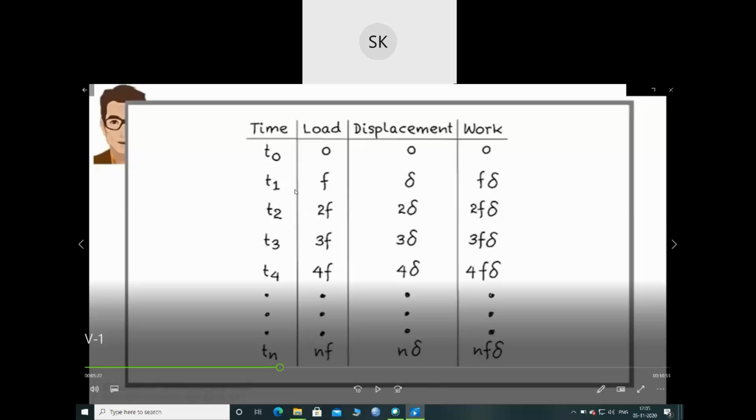At time t1, Hanjar, mute yourself please. Hanjar, please mute yourself. Rule number 77, mute yourself.